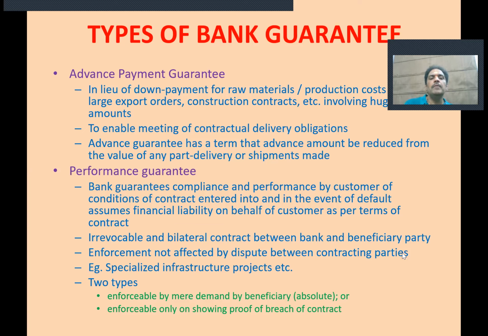Then performance guarantee, so basically compliance with the terms of contract and performance by customer of the conditions of the contract entered into, and in the event of default, financial liability on behalf of customer as per the terms of the contract. So I will have to construct a road. That road has to be of this particular quality. If that road is not constructed by this particular due date, or if it is not of the quality, then I will invoke the guarantee.